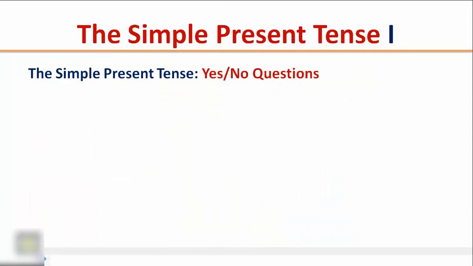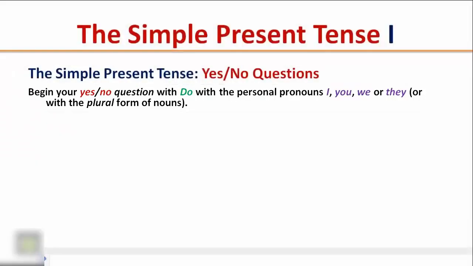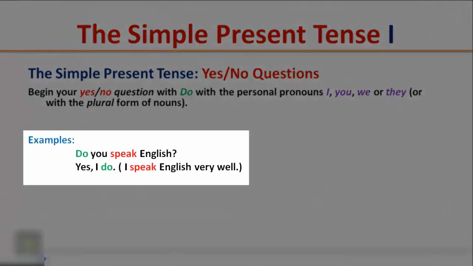The simple present tense, yes-no questions. Begin your yes-no question with do, with the personal pronouns I, you, we, or they, or with the plural form of nouns. Examples. Do you speak English? Yes, I do. I speak English very well.